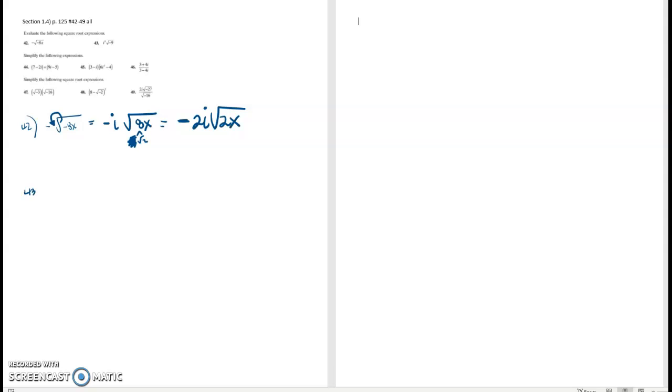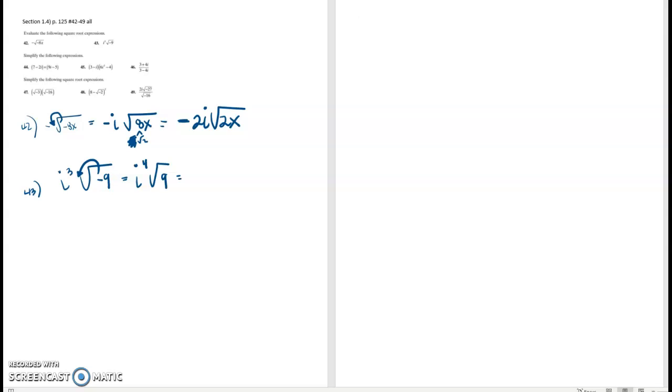Number 43, this is a great problem. i cubed square root of negative 9. Okay, I'm going to hop out that i first. I already had 3 i's out, so now I'm going to have 4 i's outside of the radical and just a plain square root of 9.